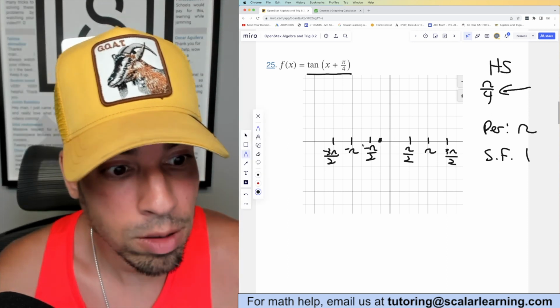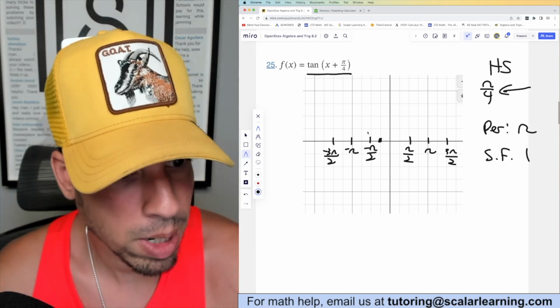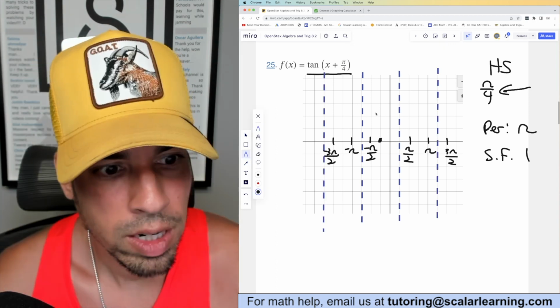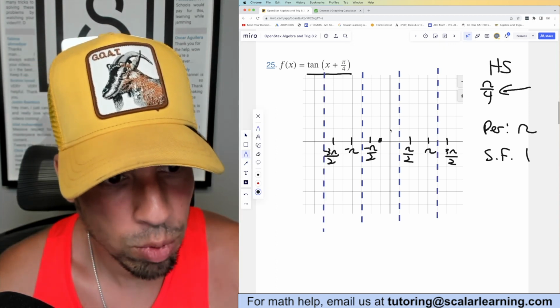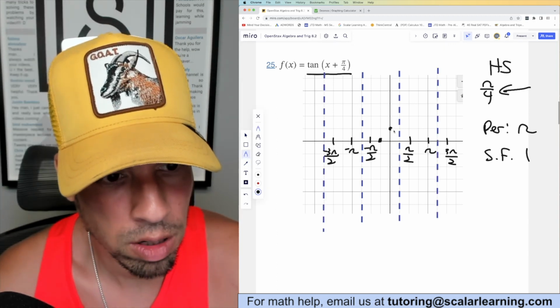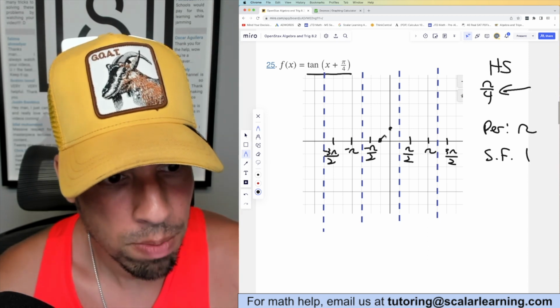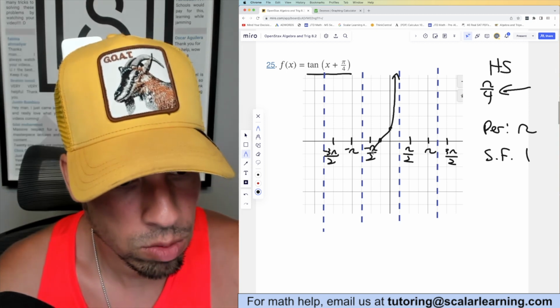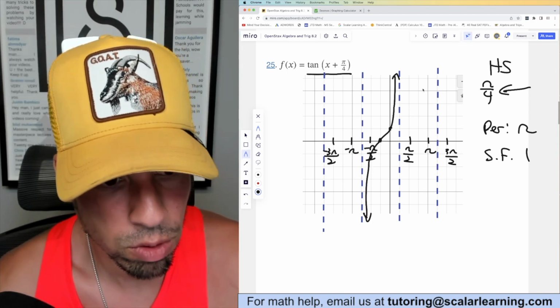So likewise, my asymptotes shift to the left. So instead of being at negative pi halves, they're here. And my other one is here, and so on and so forth. Okay, now since nothing else has changed, I'm going to plot the points. Remember, we go up 1. Let's say this is 1, right? And then we go up 1, and then we kind of follow up the asymptote, hug that asymptote. Likewise, we come down the other way, and then let's complete for the rest of the periods.